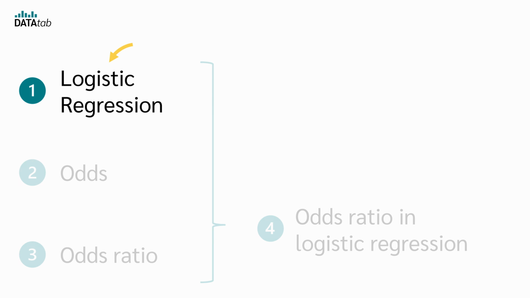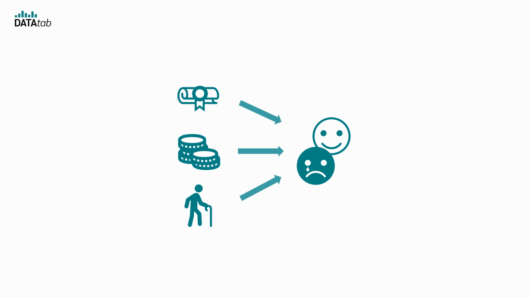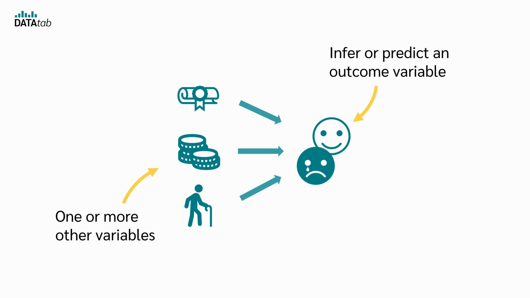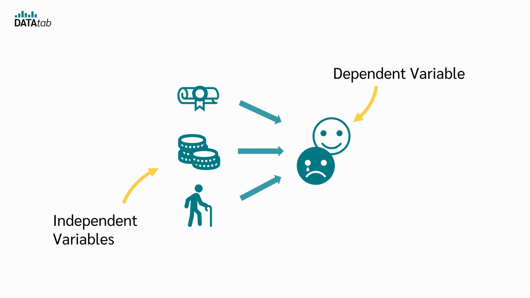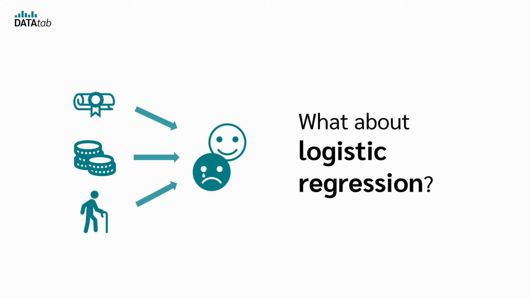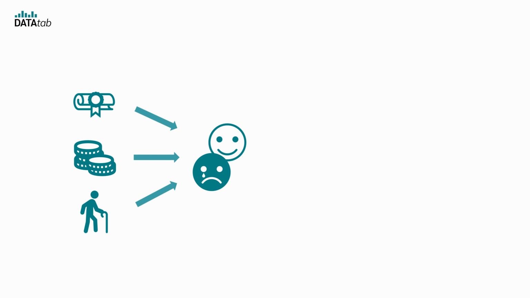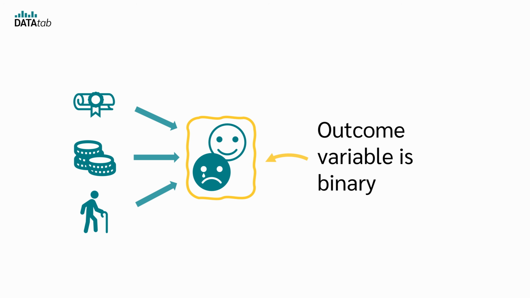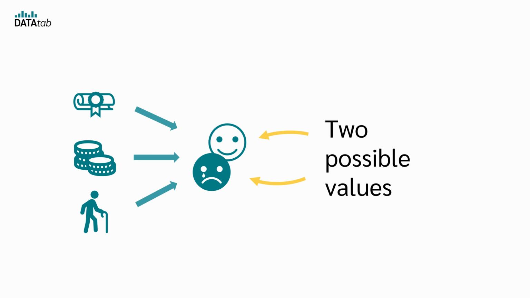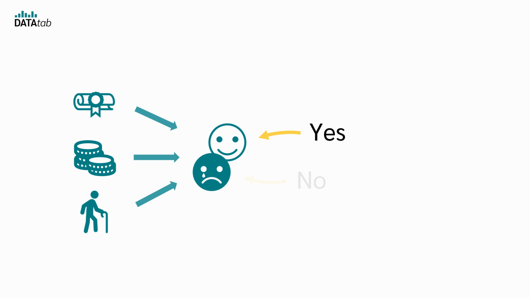So first of all, what is a logistic regression? Or more precisely, what is a binary logistic regression? In a regression analysis, you want to infer or predict an outcome variable based on one or more other variables. The outcome variable is also called dependent variable and the other variables independent variables. Okay, so what about logistic regression? A binary logistic regression is now a type of regression analysis used when the outcome variable is binary, meaning it has two possible values like yes or no, success or failure, and so on.